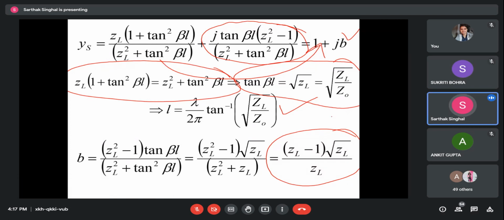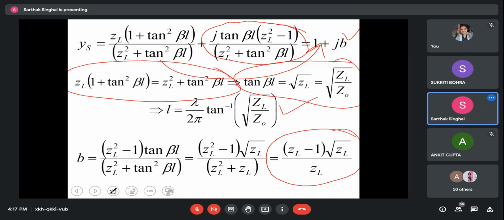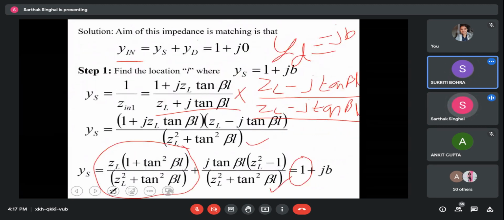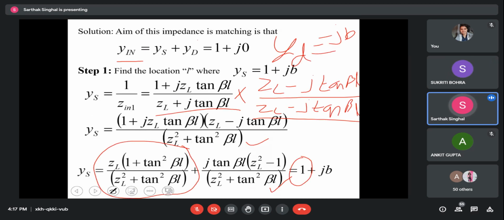Okay. So for getting this value y in equal to 1, we need what should be the value of yd? It should be minus jb, right? And what kind of stub we have added? The stub is a shorted stub, right? Short circuit.